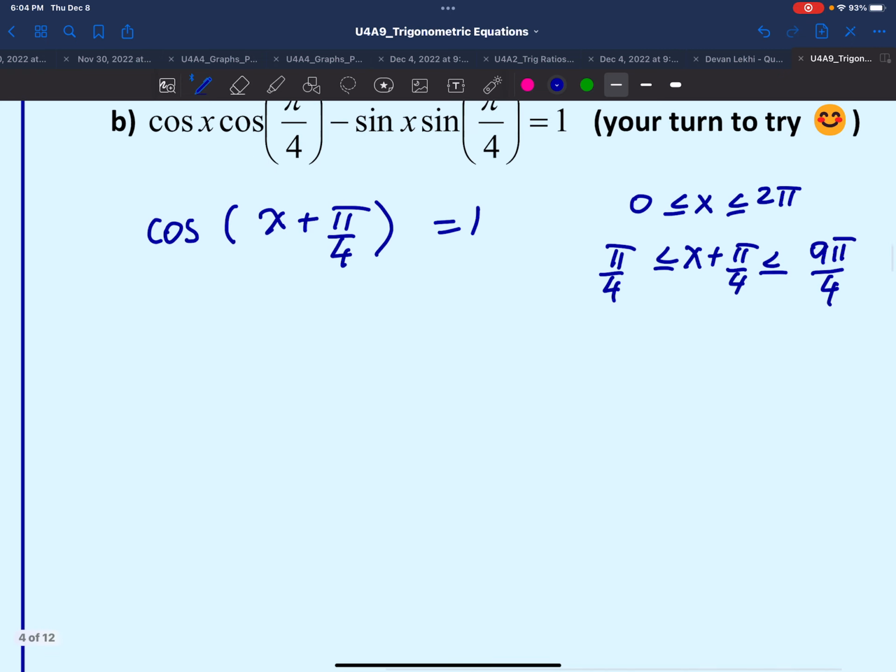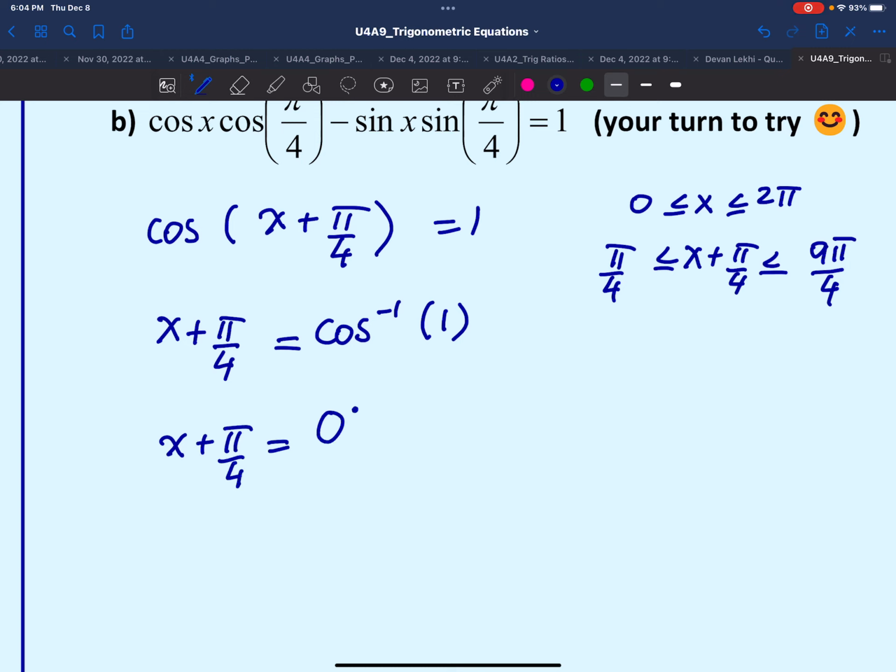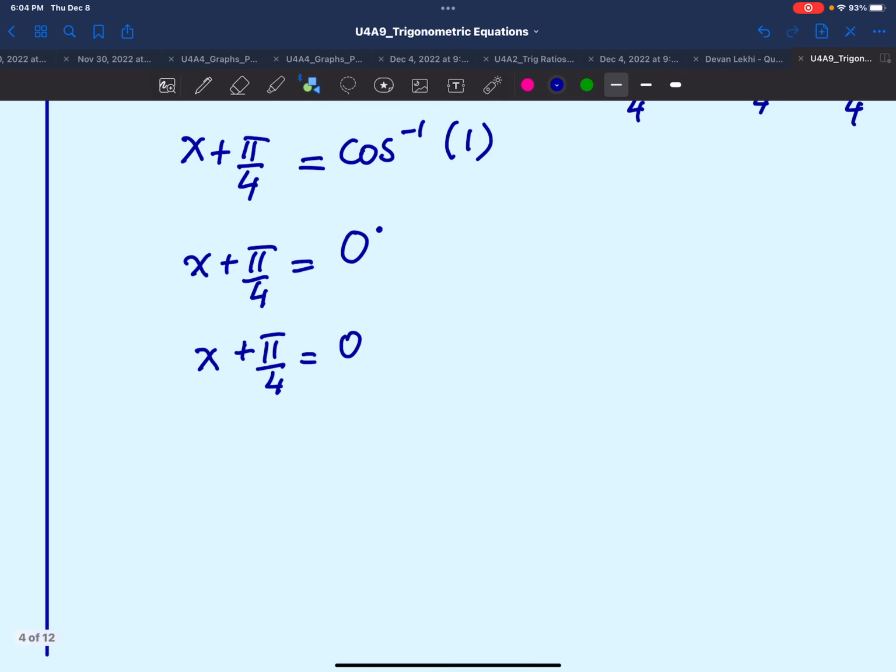And we'll start by solving the equation for the angle inside the cosine. So the entire expression, x plus pi over 4, would be equal to inverse cos 1. If you use a calculator in degree mode, it will give 0 degrees, which is the same for radians. So x plus pi over 4 would be 0 radians. So let's draw the angle. This is a fairly easy example.